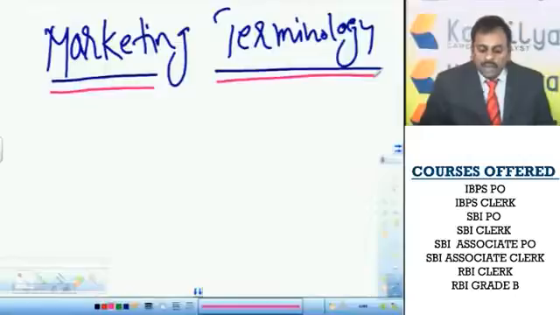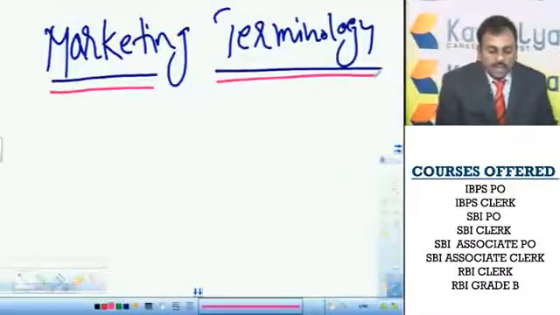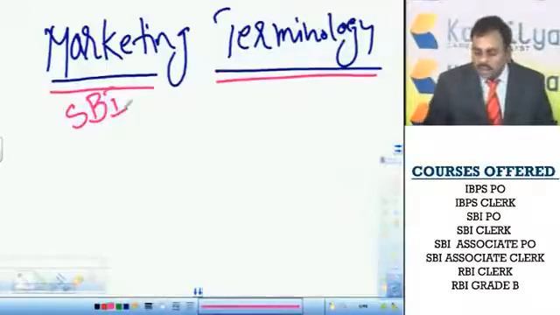Marketing terminology is one of the subjects in banking exams like SBI. Most of the exams like SBI, as you all know, SBI is State Bank of India. Since 2008 onwards, SBI has been asking questions related to marketing terminology in the general awareness section.